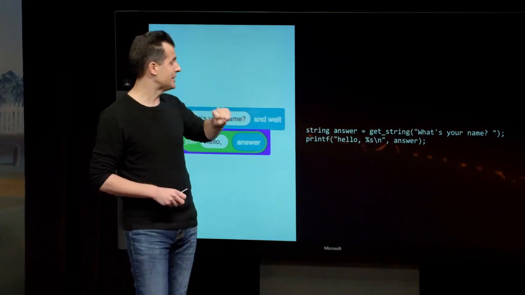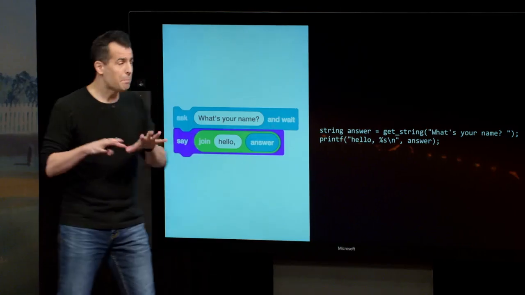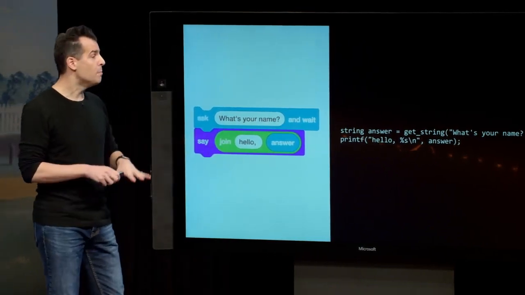Well, let's take a look at another example here, how we might go about getting user input as well. Here, notice that we have a puzzle piece called ask, and it says ask what's your name and wait. And the next puzzle piece said whatever the human had typed in, preceded with the word hello. In C, we saw code like this. String answer equals get string what's your name, and then printing out with printf hello %s, plugging in one value for the other.